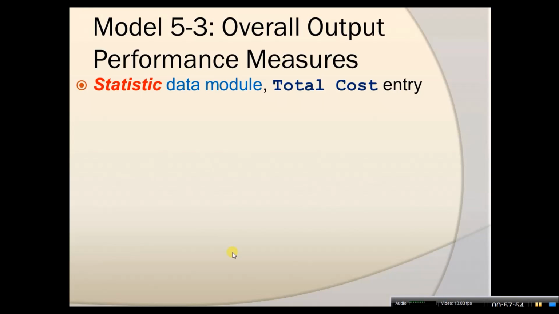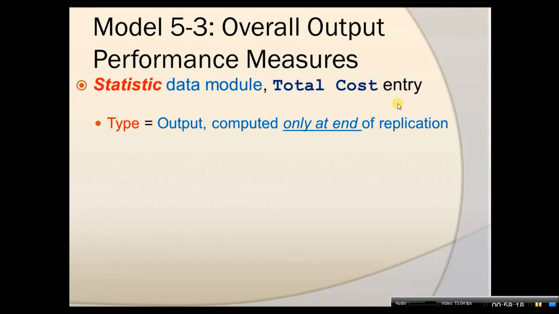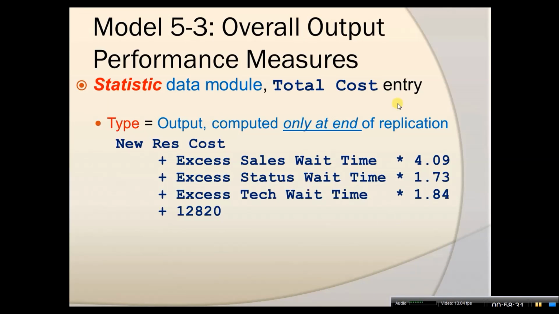So what we're going to do is use a statistic data module that is found in the advanced process. And so we're going to define this total cost as a statistic, and it's going to be an output statistic. The output statistics are only computed at the very end of a replication. That's very important to remember, that the output statistics are always computed only at the end of the replication.